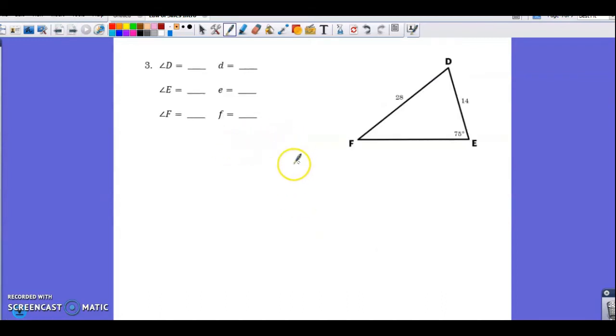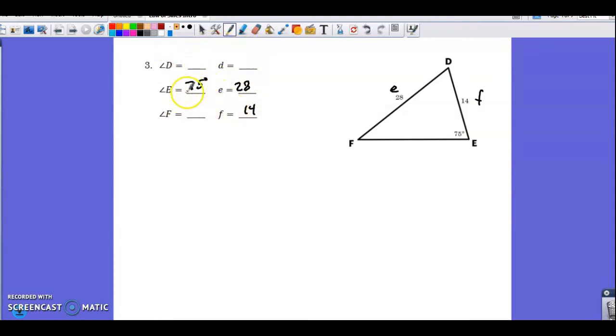All right. On this third triangle, you have one angle. E is 75. You have 28, which is between D and F, so that's E also. So we do have the pair we want. And we have another side, between D and E, that side F is 14. So for this one, we don't know anything about D, can't figure it out yet.